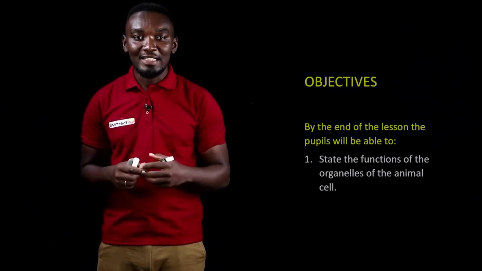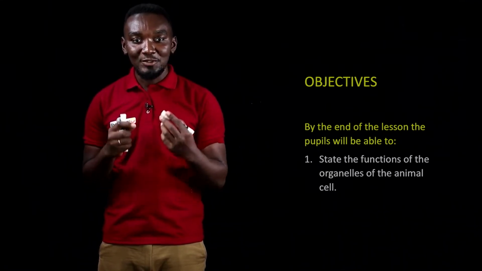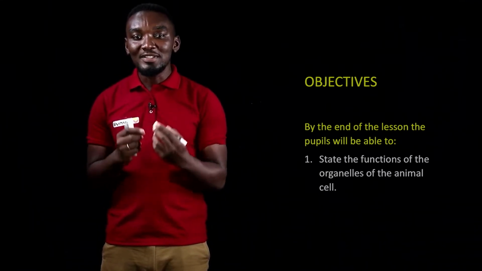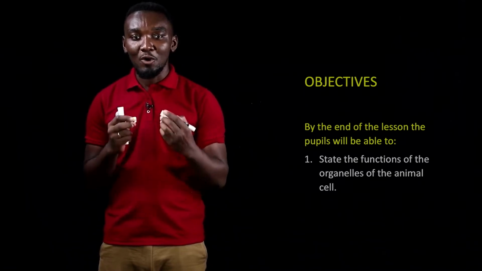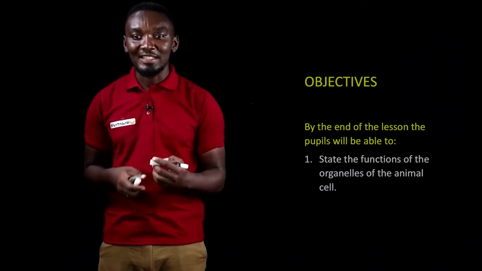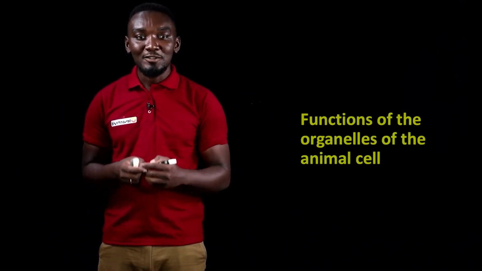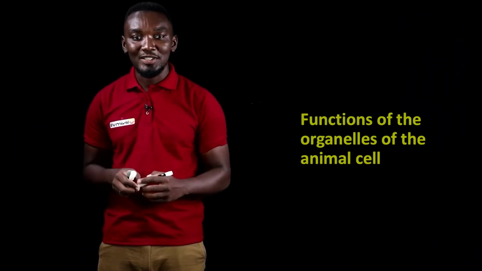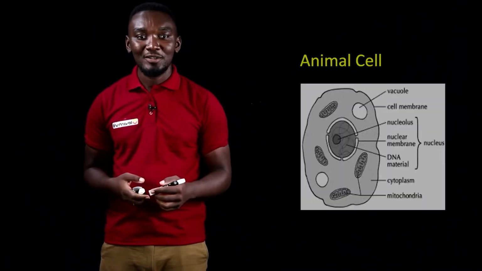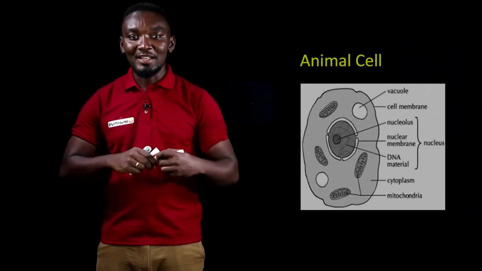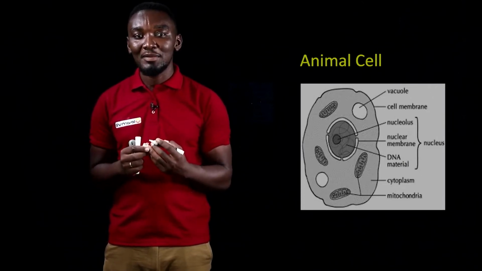So we'll be looking at what each of the things within the animal cell does. By the end of the lesson, we expect that as a student, you should be able to state the function of the organelles of the animal cell. So now, let's look at the functions of the organelles of the animal cell. Let's study the animal cell again. Look at the structure of the animal cell.